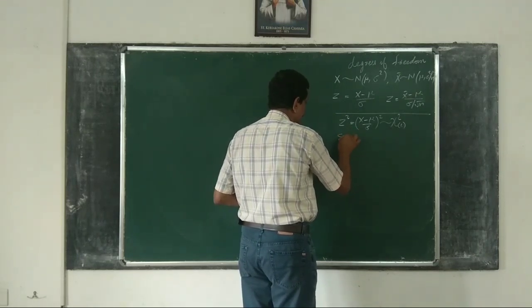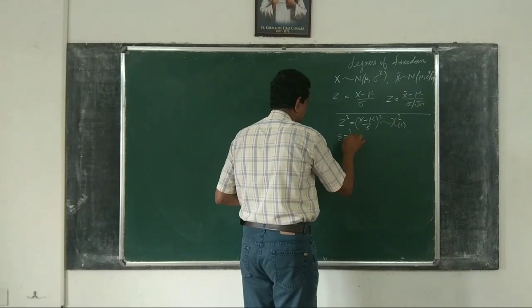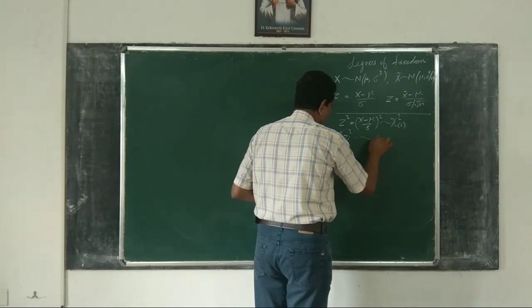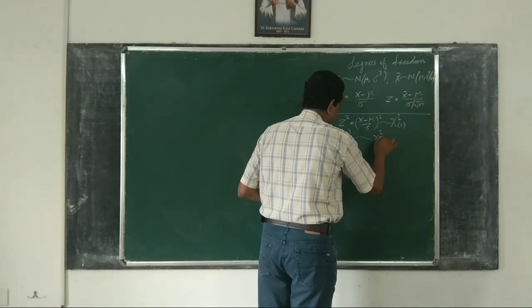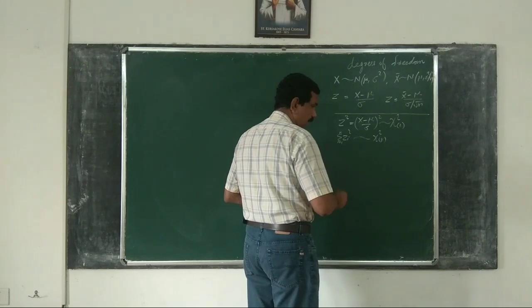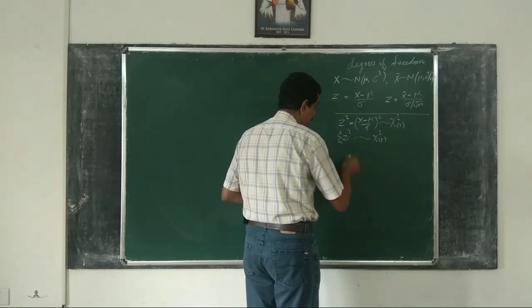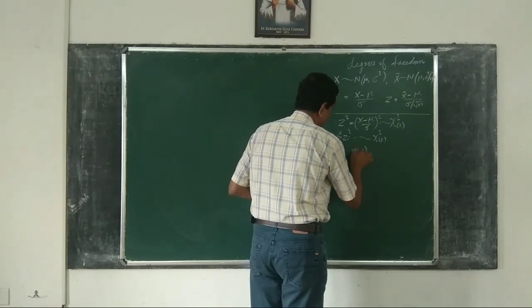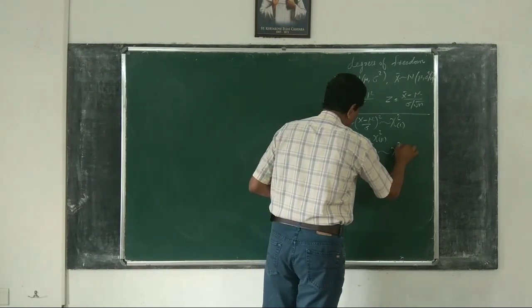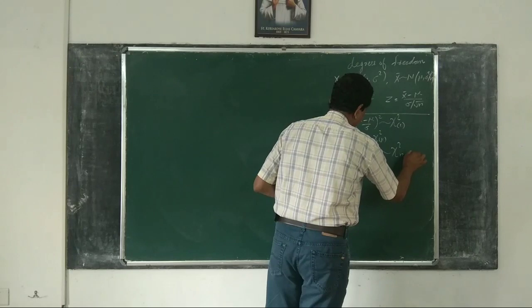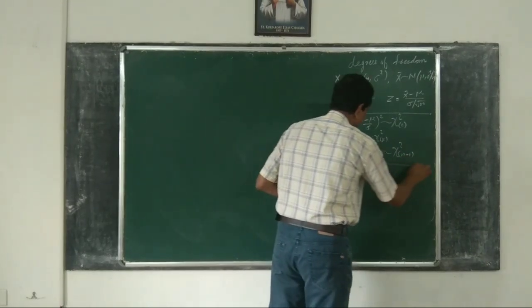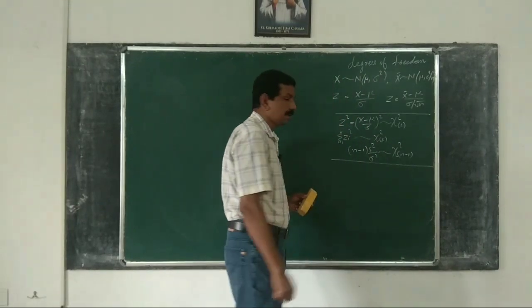And generalizing this, sigma z i square, i equal to 1 to k, follows chi-square with k degrees of freedom. And a quantity which is used for testing hypotheses about population variance is n minus 1 into s square by sigma square, which follows chi-square with n minus 1 degrees of freedom.